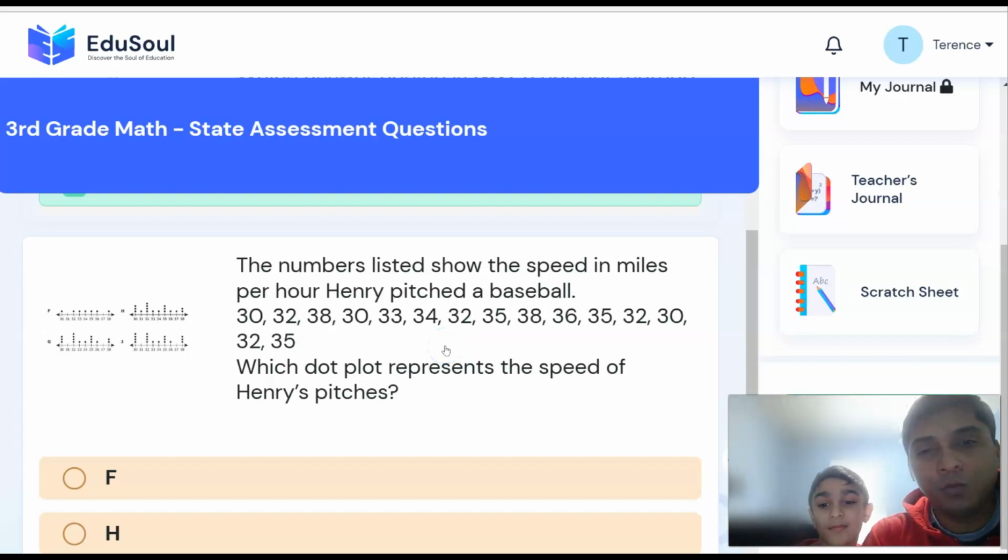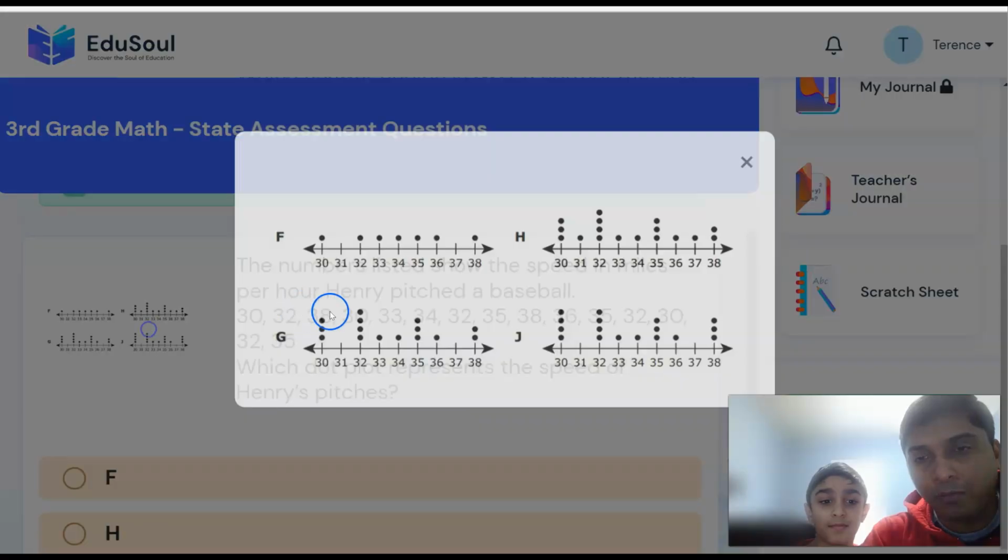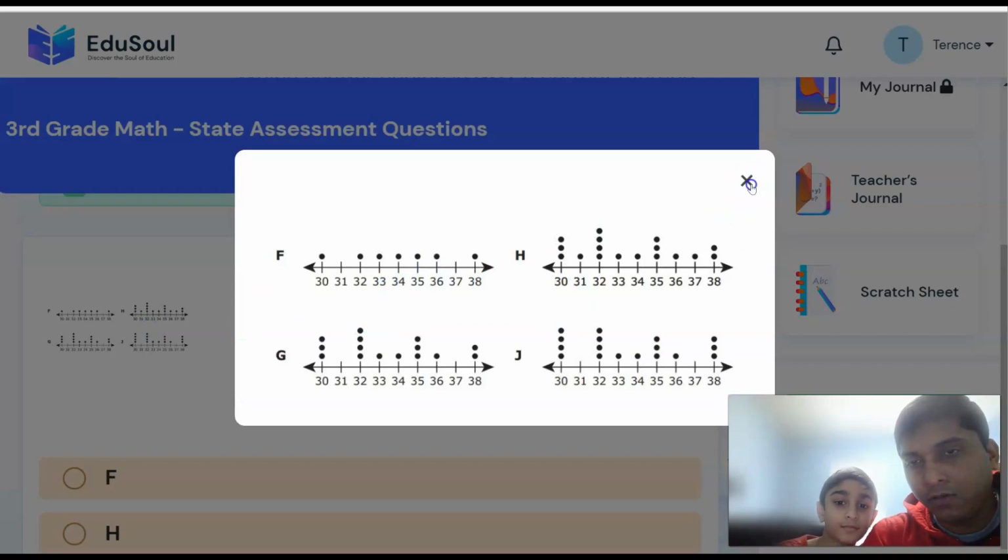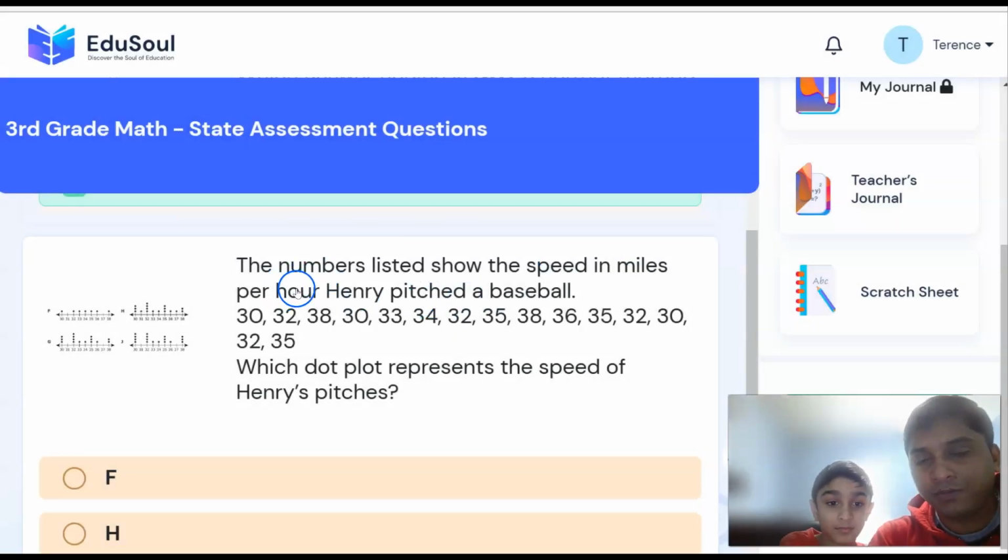Today we are going to deal with a third grade state assessment question, and this is about dot plots. These are called dot plots. Can you please read the question?